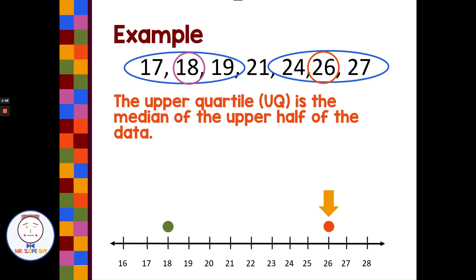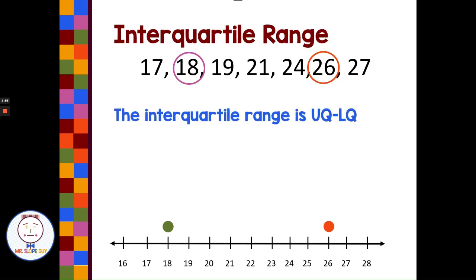Next we have something called the interquartile range, and the interquartile range is easy to find. It's just our upper quartile minus our lower quartile. So in this case we have 26 minus 18, to find an interquartile range of 8. And that describes the middle of our data.